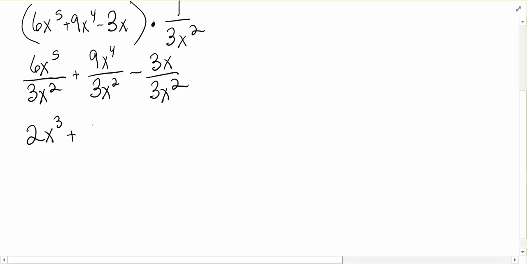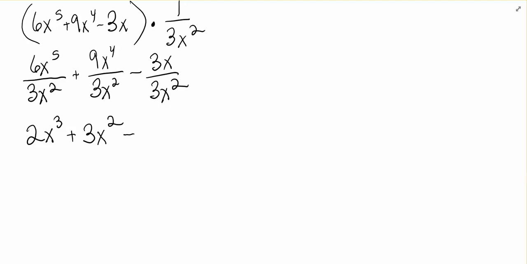For the second term, 9 divided by 3 is 3. X to the fourth over x squared leaves me an x squared. Now we got to be careful. Now the subtraction sign carries down. We can think about it again as a negative sign if we prefer.